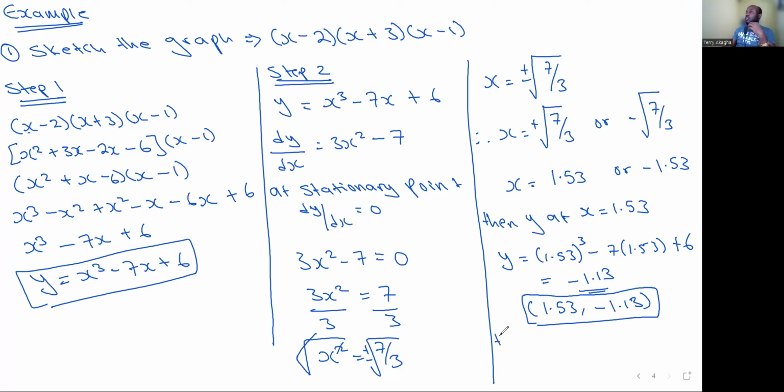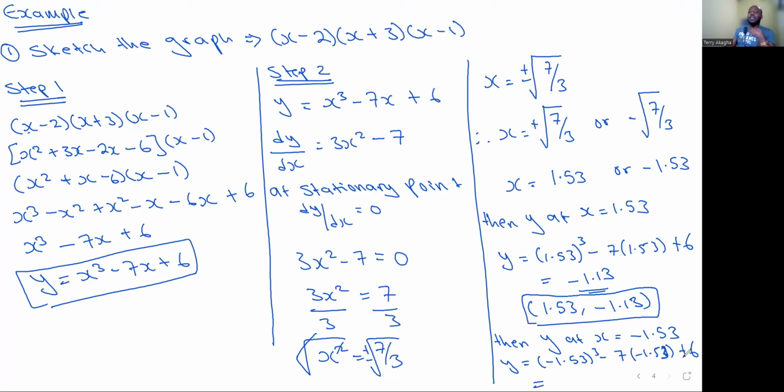Then what you have to do is find y at x equal to minus 1.53. You do the same thing. Then y is going to be equal to minus 1.53 cubed minus 7 times minus 1.53 plus 6. All right? And the answer you're going to get, so this is 3.